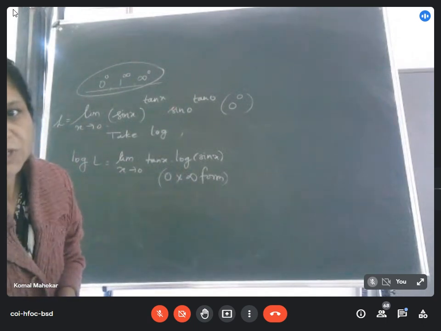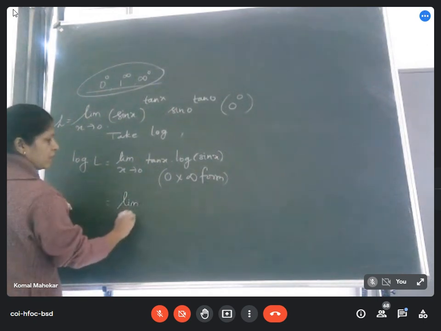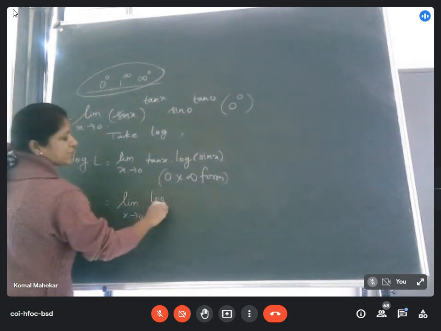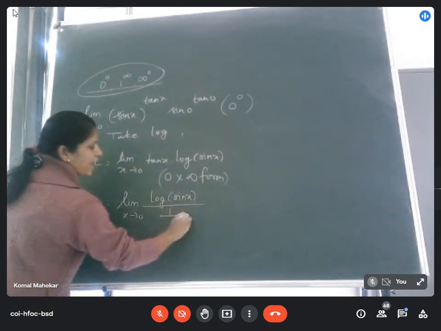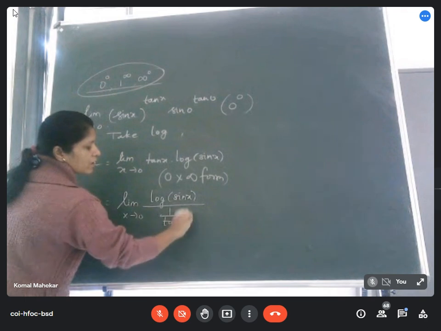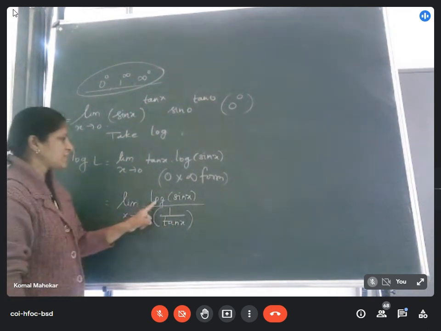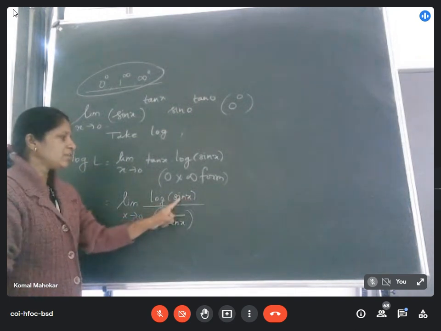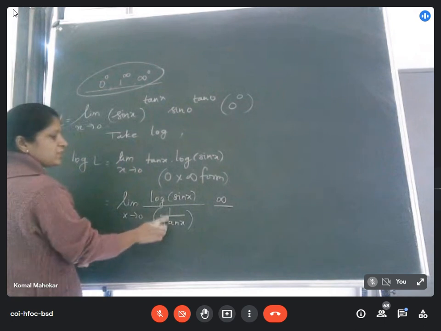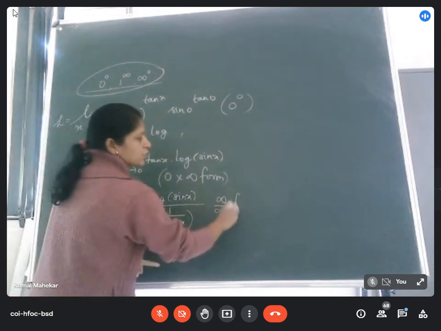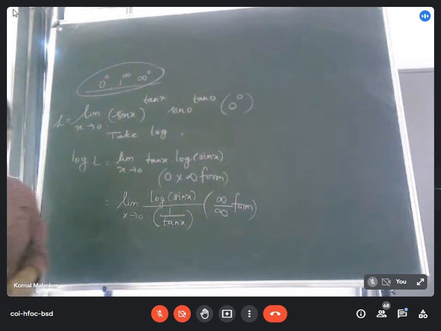Now write the function tan x in the denominator, and keep log of sin x in the numerator as it is. We divide this by 1 by tan x, and 1 by tan x is nothing but cot x. So we can write this as log of sin 0: sin 0 is 0, log of 0 is infinity, and 1 by tan 0: tan 0 is 0, 1 by 0 is again infinity. So now the form of this problem is infinity by infinity form.